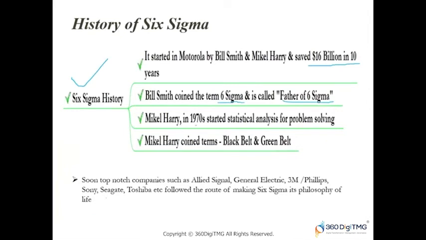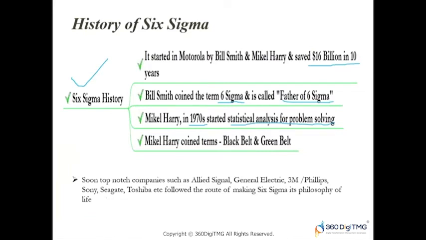Michael Harry in 1970 actually started statistical analysis for problem solving. He was a senior staff member at Motorola Government Electronics Group. That was what it was called at that point of time. He experimented with problem solving through these statistical techniques. Using this approach, Motorola's products were being designed and produced at a faster rate and at a lower cost.